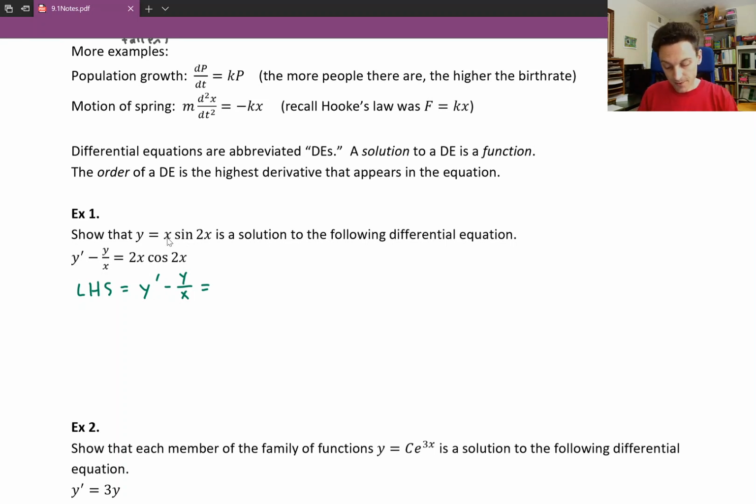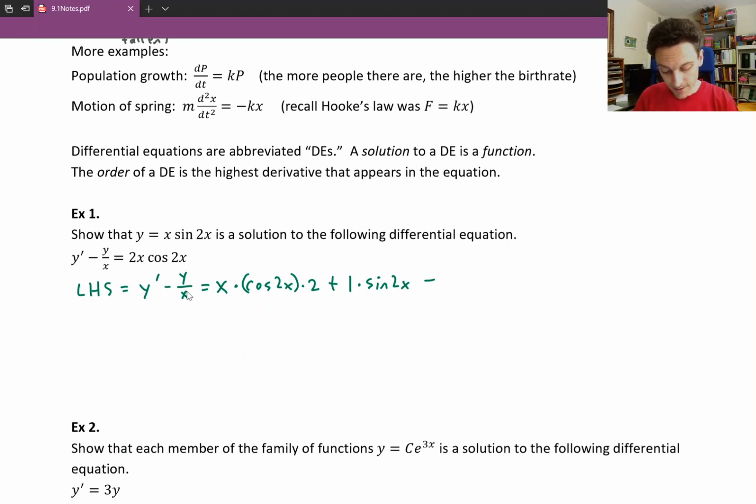Now y prime involves a product rule, right? If we take the derivative of y with respect to x, we're going to have to use a product rule. So let's do that here. We have first times the derivative of the second, so the derivative of sine 2x would be cosine 2x times 2 by the chain rule. Then we have plus the derivative of the first, derivative of x is 1, times the second, sine 2x. So that's the product rule for this function, x sine 2x.